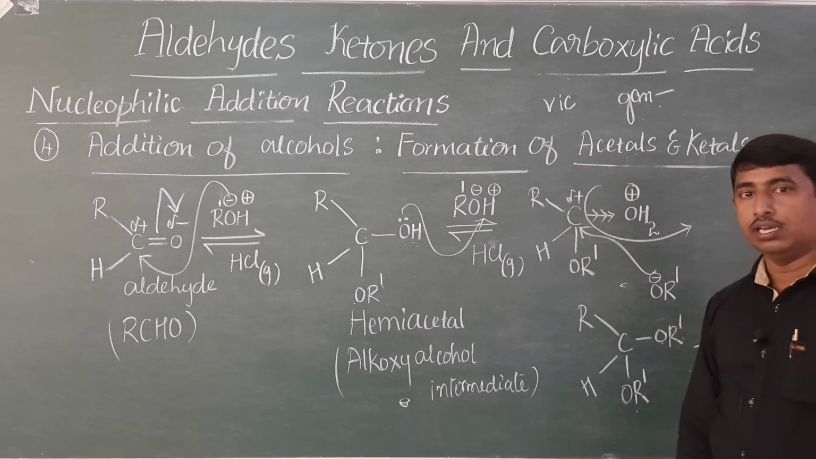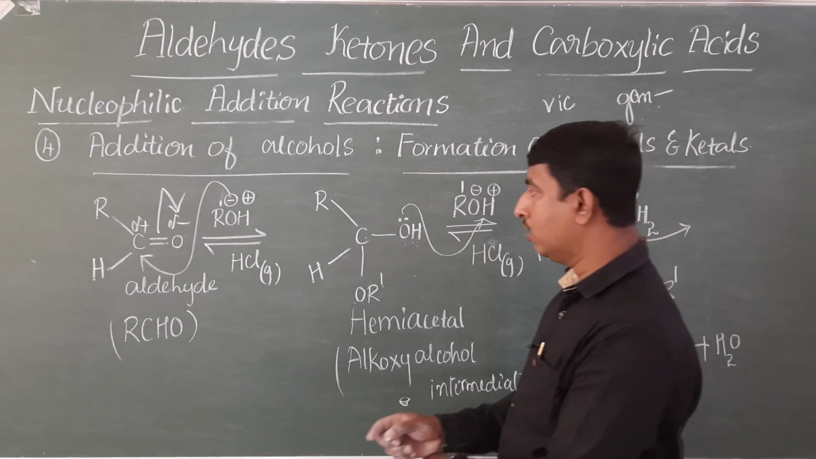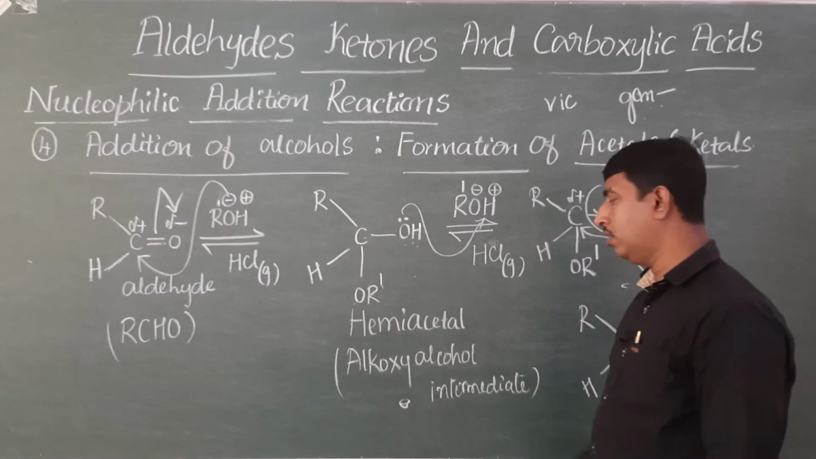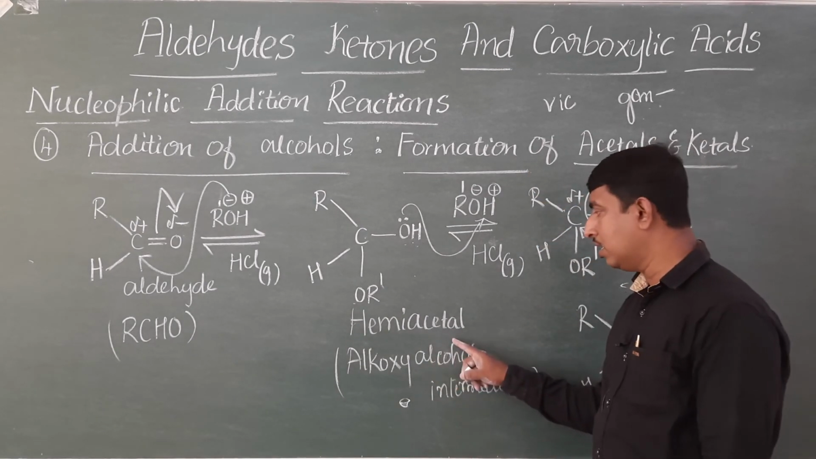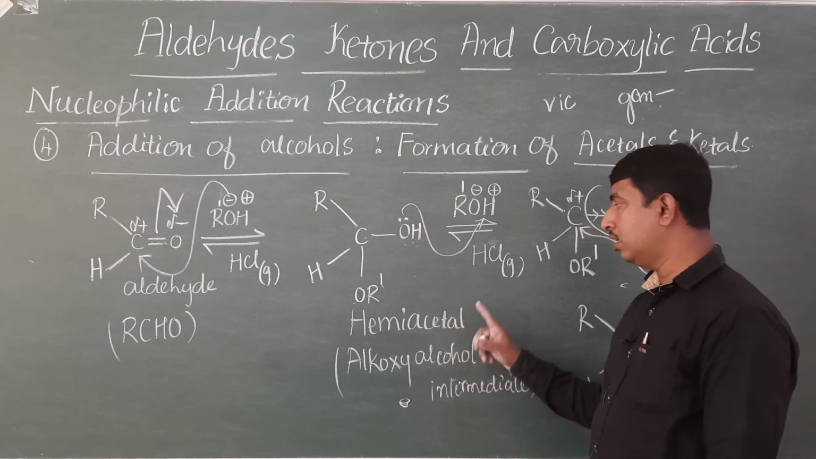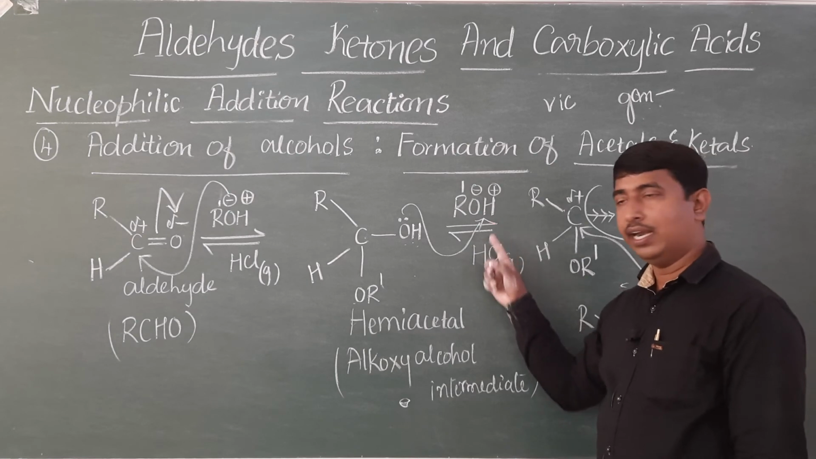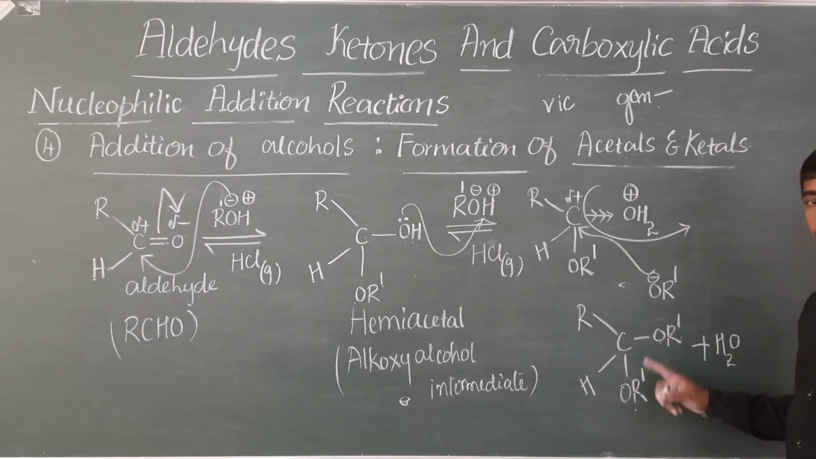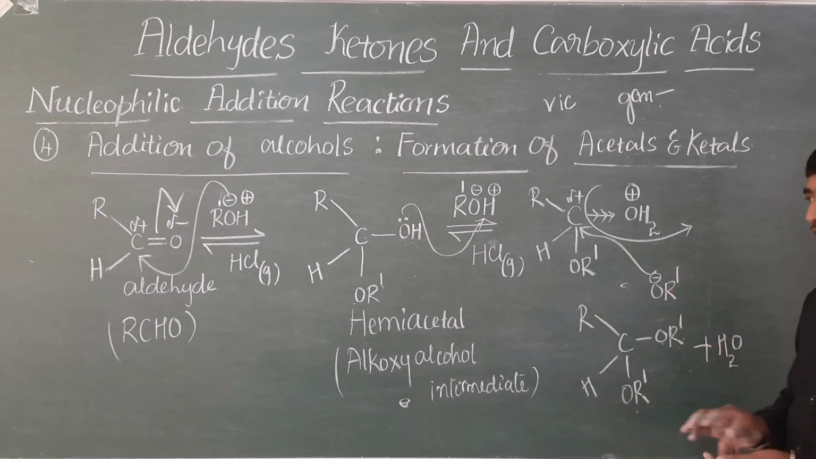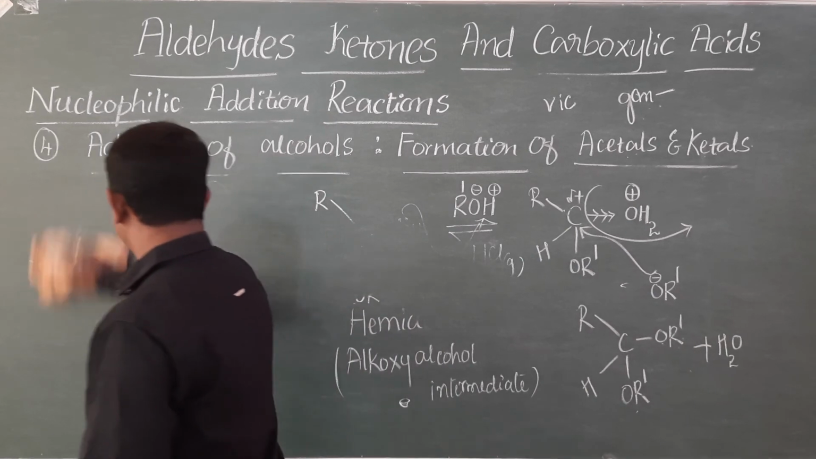So aldehydes react with monohydric alcohol in the presence of HCl, forming an alkoxy alcohol intermediate called hemiacetal. This hemiacetal further reacts with monohydric alcohol in the presence of HCl, forming a dialkoxy compound called acetal. I will write the equation once again.